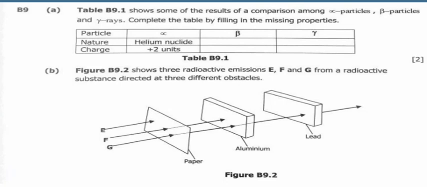So alpha has a nature of that of helium. So it has a helium nuclide. Then the charge is plus 2 units. So where is this 2 coming from?